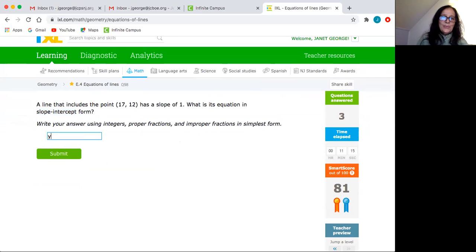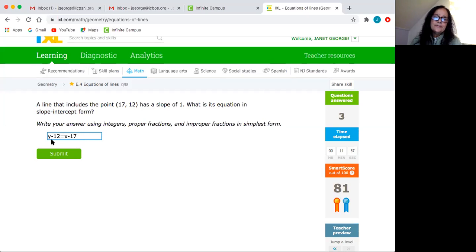Okay, so y minus y1 equals m multiplied by x minus x1, okay? So this point is x and y. We're gonna take y1 and put 12, and we're gonna take x1 and put 17. All right, and the slope is 1, so we can just put 1 in here, and 1 multiplied by x minus 17, you just get x minus 17.